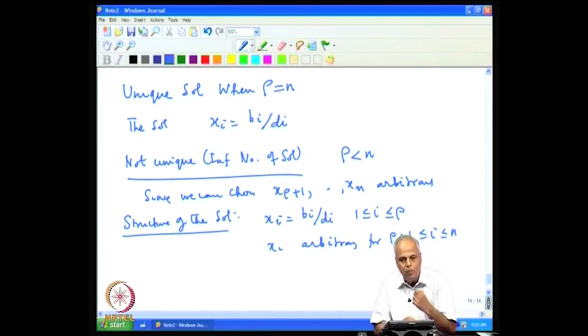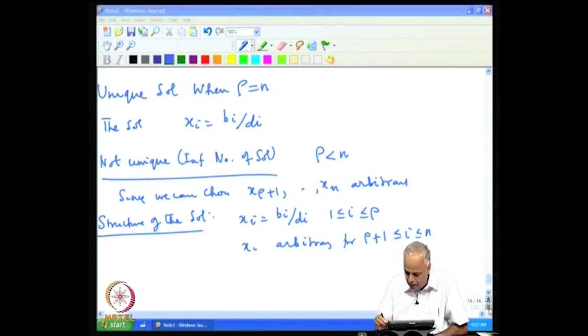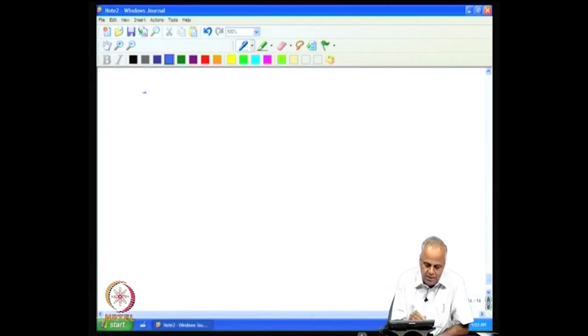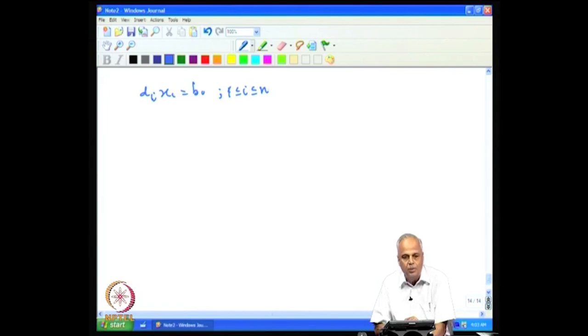Now, we have not answered one further question. Whenever we have infinite number of solutions, we would like to have a criterion by which we choose one solution as the representative solution. We will come back to this question a little later. It is not very difficult, but we will handle them all together. But the moral of the story of a discussion of this simple problem is that when we have a system di xi equal to bi, 1 less than or equal to i less than or equal to n, a system of n equations in n unknowns, where the variables are all uncoupled, most of our answers can be easily got.